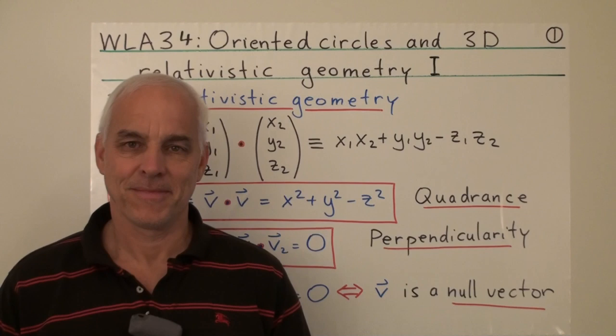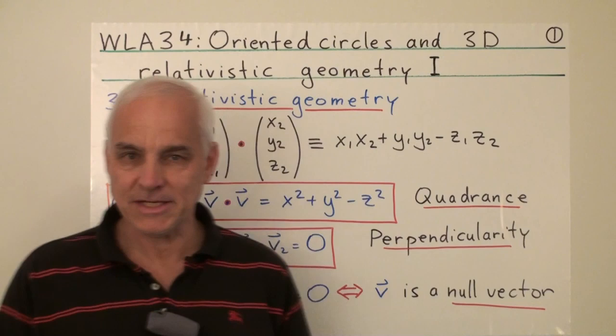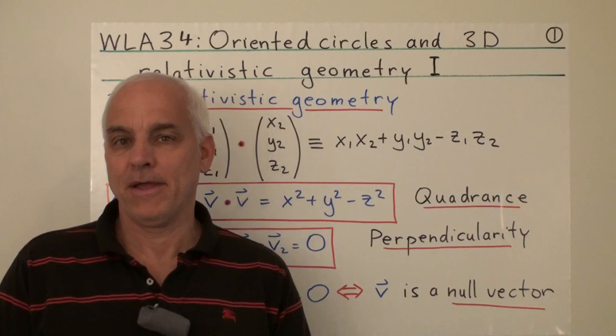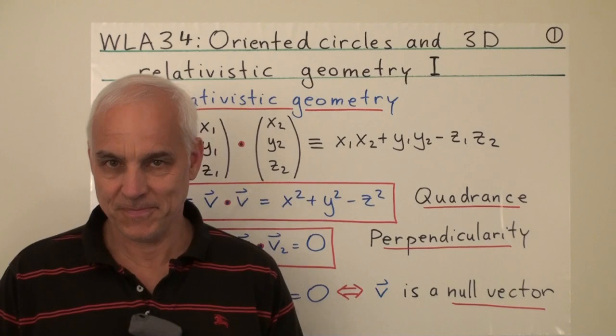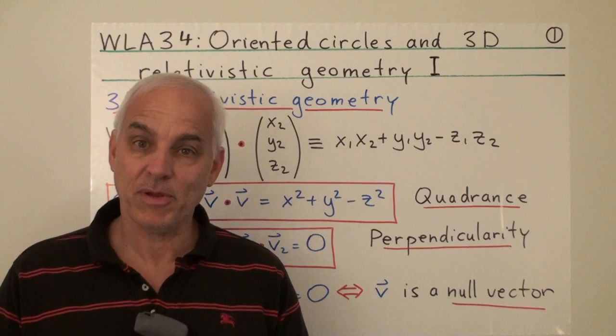I'm Norman Wildberger. In this video, I want to introduce you to the idea that relativistic geometry actually has a prior existence in the realm of Euclidean planar geometry. This might be a little bit surprising. And in fact, it opens the possibility that relativistic geometry could have been discovered many centuries ago.